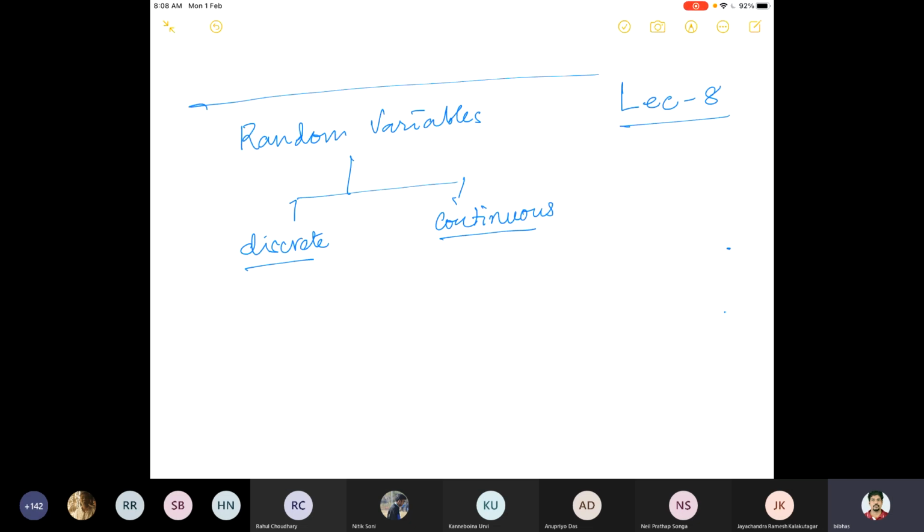And we developed the concept of what is called PMF, basically the probability mass function. And we had a picture for that, the histogram. And for continuous, instead of mass we had density, so it's called PDF, probability density function. And then we talked about CDF, which is the cumulative distribution function, because PMF is also called a distribution function. And similarly here we also had a CDF.